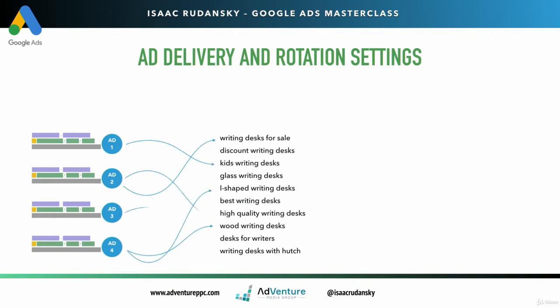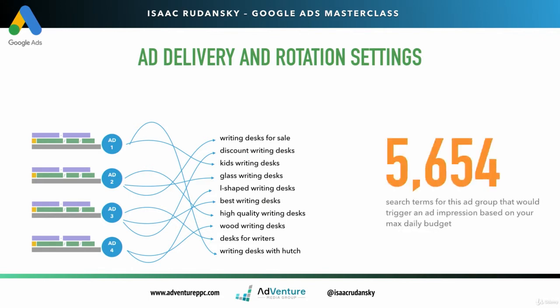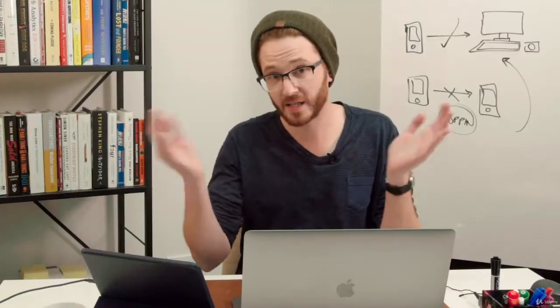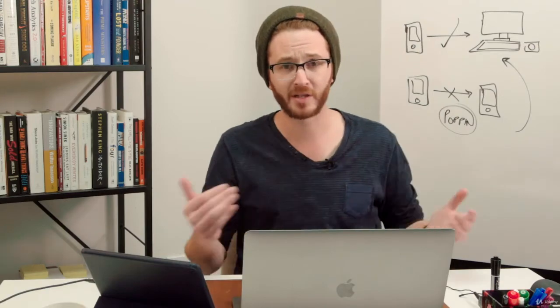Kids writing desks could trigger ad 1, it could also trigger ad 4 at a different time. Desks for writers could trigger ad 2. There's no way to say, I only want one ad showing for this keyword. That's what ad groups are for. If I want a specific ad to only be shown to a specific keyword or group of keywords, then you need to make an ad group with that ad and that group of keywords. That's sort of how it works. And just as an example, you might have 5,654 search terms for that ad group that could trigger any of the keywords based on your max daily budget. Okay, so that's the relationship. You have lots of search terms, they trigger your keywords, which trigger your ads, but the keywords, search terms, and ads all operate at the same level of the hierarchy.